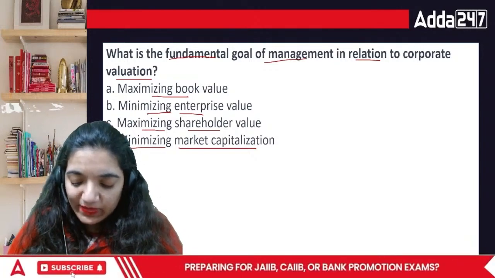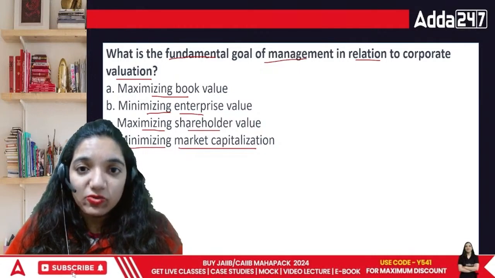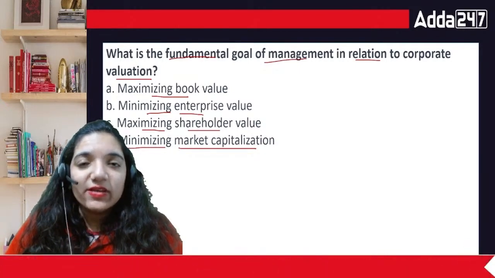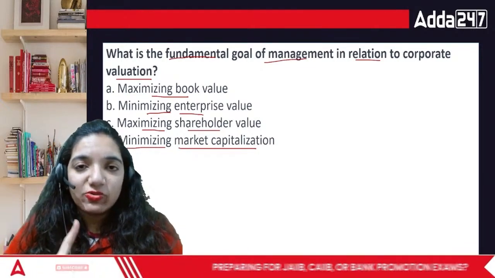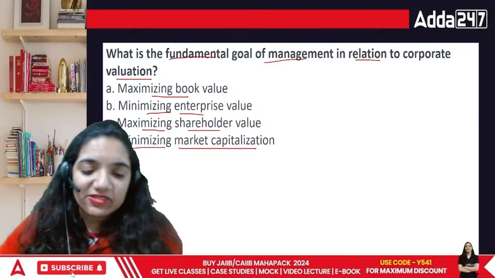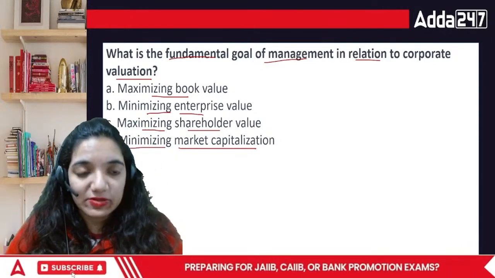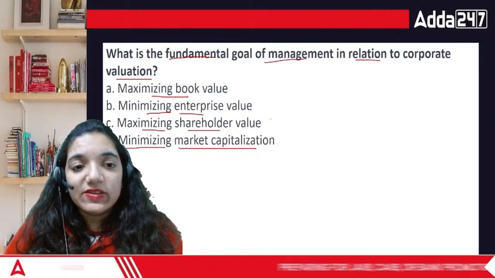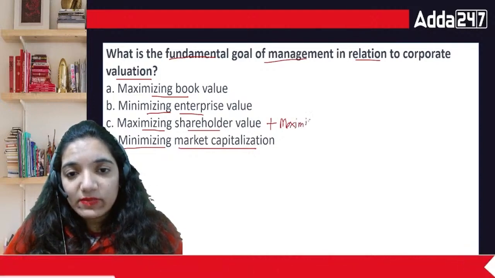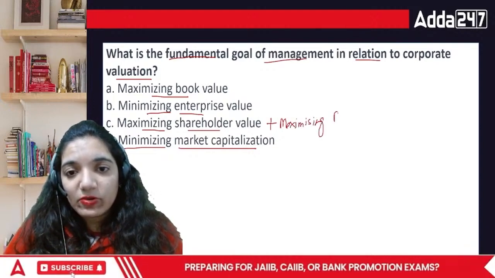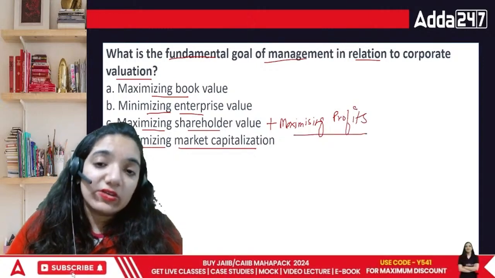According to you, what would be the correct answer, everyone? What is the fundamental goal of management in relation to corporate valuation? Rule number one, we always look forward to maximizing the shareholder value. And there are two things that we maximize, everyone. If you talk about financial management as a big part of the accounting area, we say maximizing shareholder value and maximizing profits. Two things. These two things are something which every organization aims for.